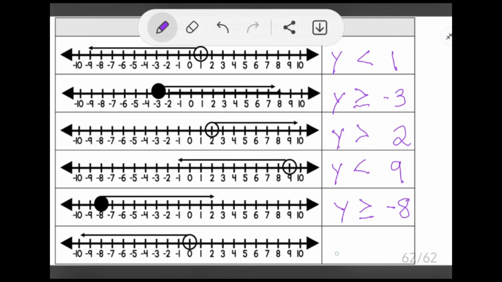Last one, let's write the variable first. Let's write our integer. Our arrow is going to the left, meaning less. Our circle is open, meaning 0 is not included in our solution set. So the inequality that matches this graph is y is less than 0.